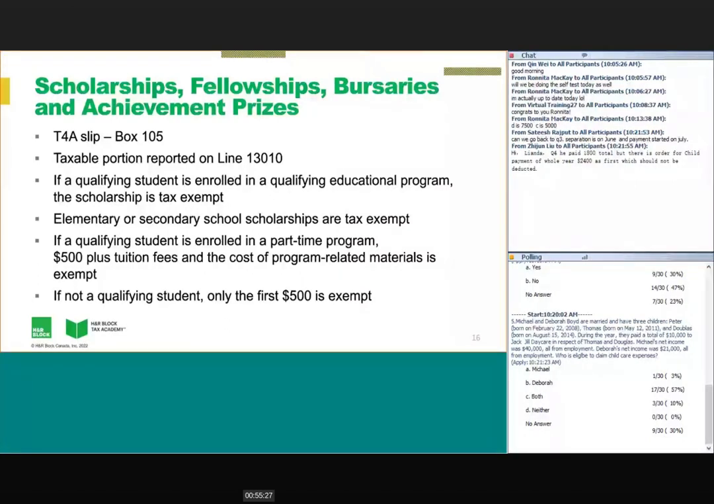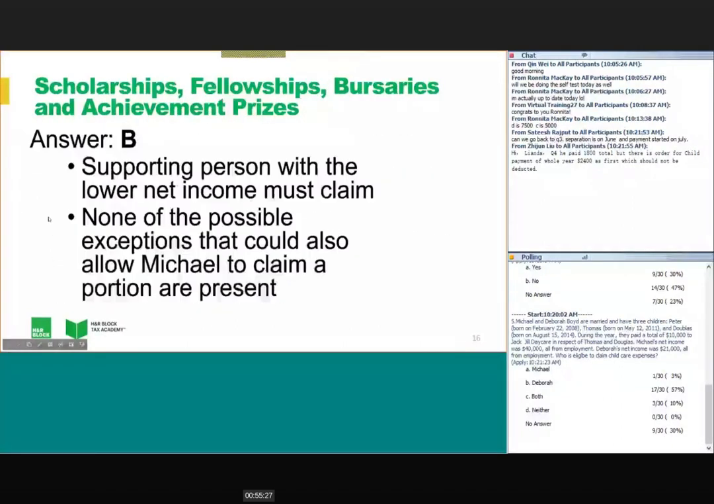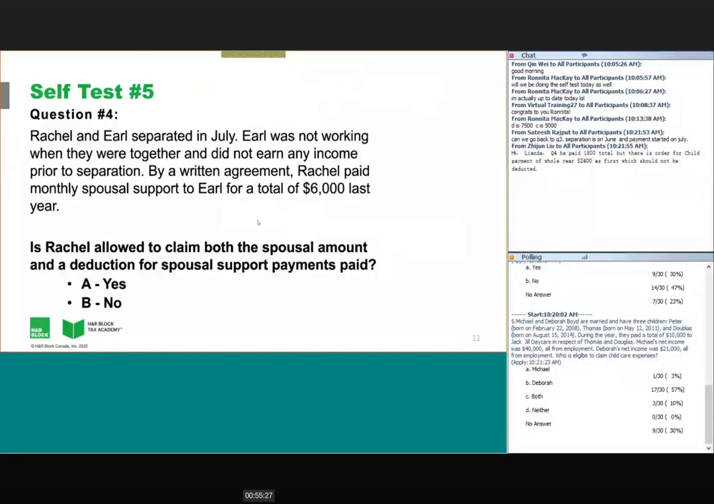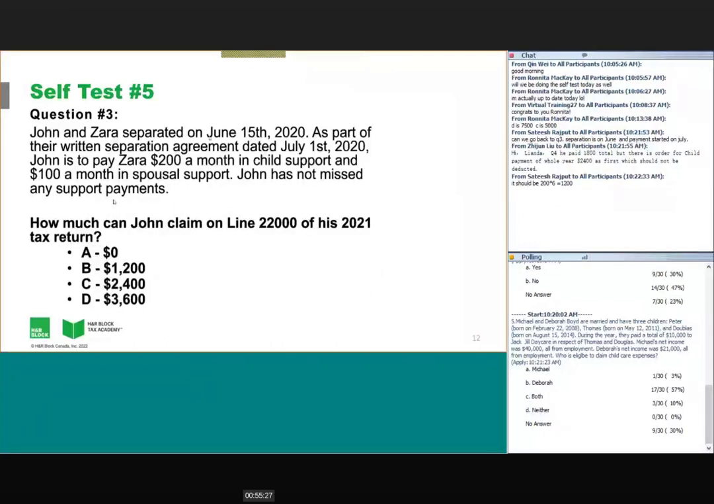Can we go back to question 3? Separation is in June. Payment started in July. Leanna, he paid $1,800 total, but there's an order for child payment the whole year. Okay, so we'll go back to question 3. All right, here, just let me. Oh, going the wrong way. So in question 3, we go back. Oh no, sorry. Question 3. They separated on June 15th, as part of their written agreement dated July.